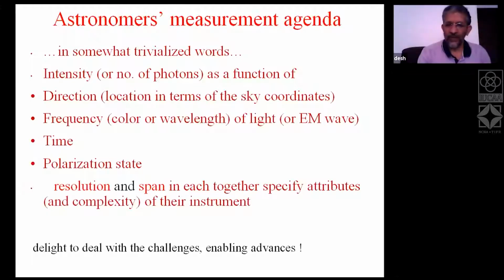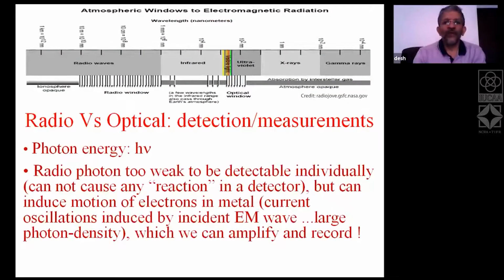So with this background, which was not necessary, but I was just warming up, we have the astronomers' measurement agenda again. To remind ourselves, we are interested in measuring the intensity as a function of these attributes. And we now ask what is the difference between what we were used to earlier, like the optical measurements, when we come to radio wavelengths, whether things are the same or do they differ in an insignificant way.